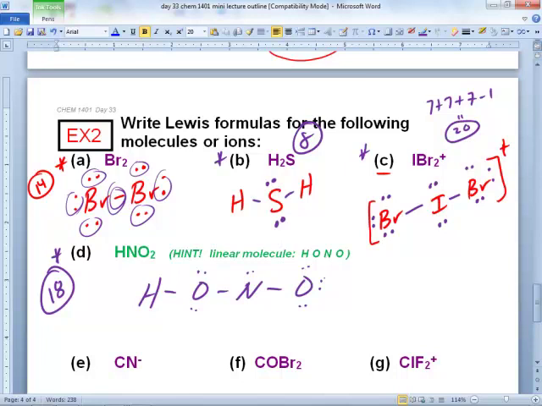Do you have 18 used up? 2, 4, 6, 8, 10, 12, 14. You only have 16 electrons. That last one has 10. You only have 16 electrons. You have to use 18, Summer. You have to use all 18.